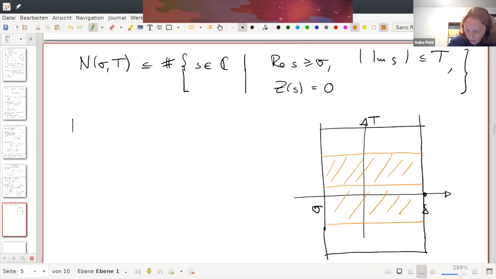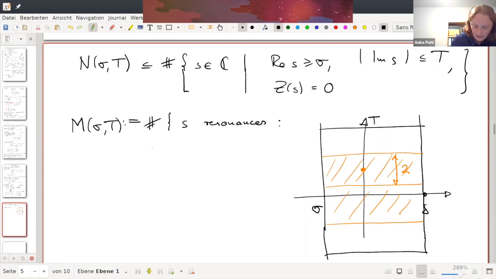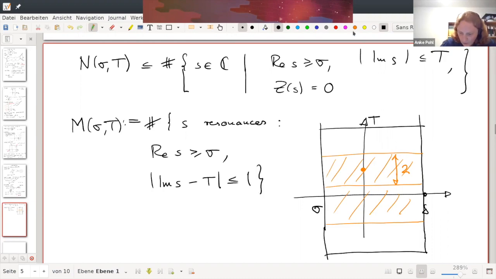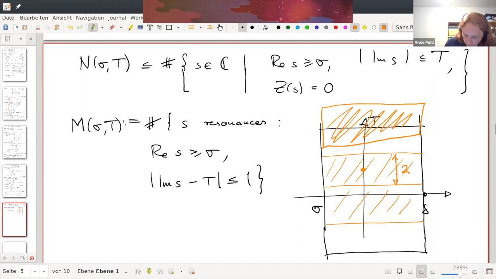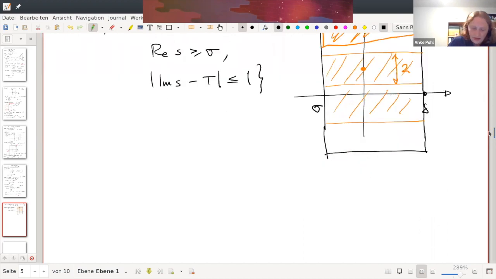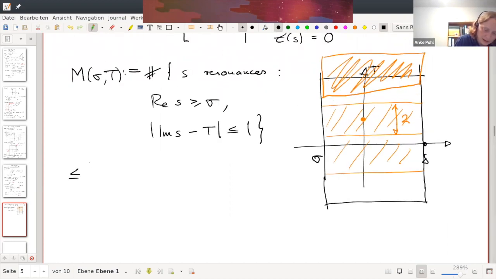So this goes like this. And all of my boxes, by the way, will have height 2, and then the center point will move up and down. So I will call this counting function M. So I'm counting resonances with the property that the real part of my resonance is at least sigma, and the imaginary part is away from T at most 1. So I hope the picture is not too irritating. So what I'm actually counting here is this box up here, and then the T moves up and down. And when I add enough T's, I get the N counting. Okay, and of course I can do the same trick as before.